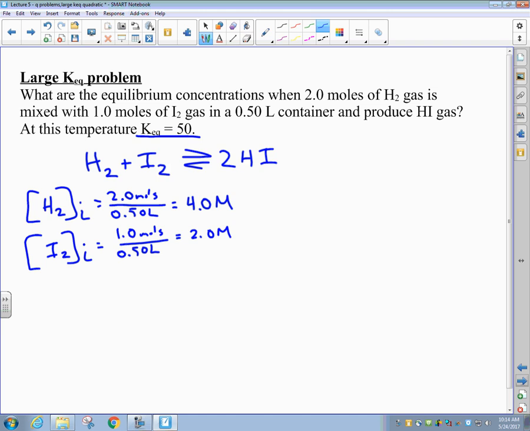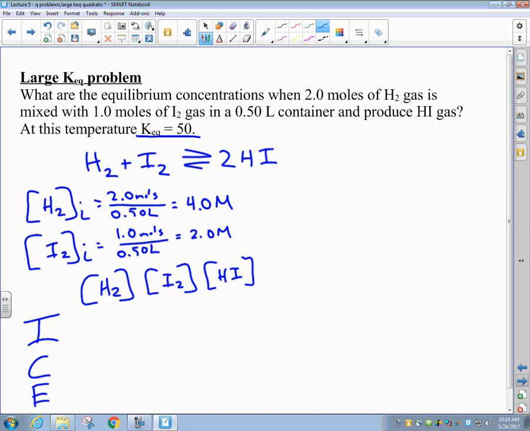I'm now ready to go ahead and set up my ICE chart. We're going to have the concentration of H2, concentration of I2, concentration of HI, then we're going to have I, C, and E. Our initial concentrations are 4.0 molar here, 2.0 molar here, and 0 molar here, which means that HI is going to increase by 2x, and both of those are going to decrease by x. My three statements: 4.0 minus x, 2.0 minus x, and this one will just simply be 2x.